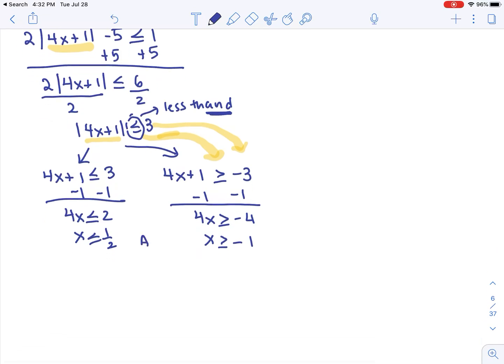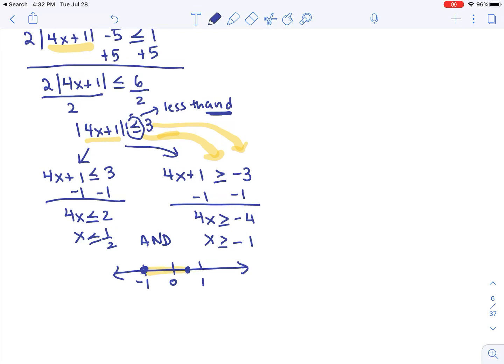So let's go ahead and carry down that keyword "and" in between, and then draw this on a number line. On a number line, it's greater than or equal to -1, but less than or equal to 1/2. So the equals to would mean that we would have a solid circle at -1, a solid circle at 1/2, and our shading would be in between that.